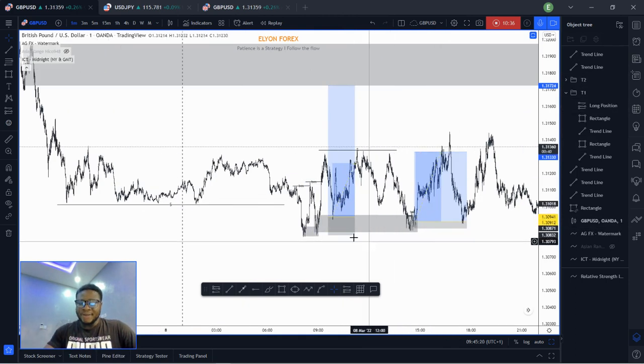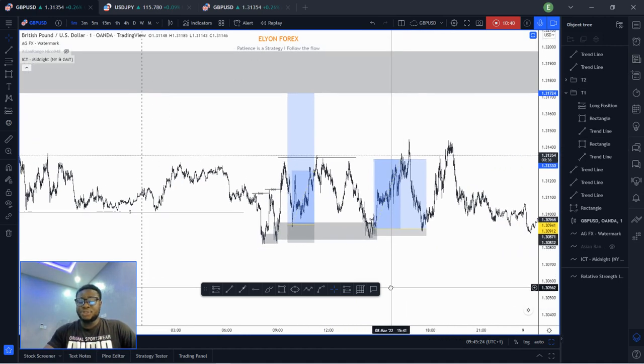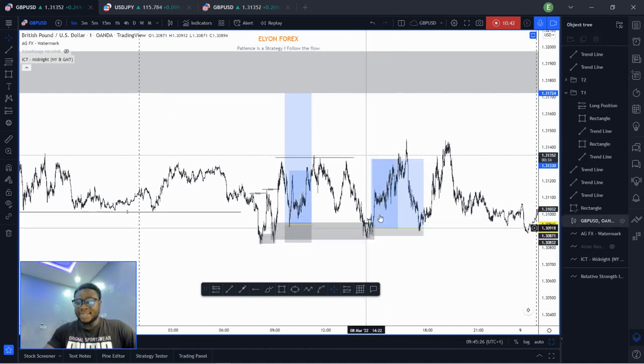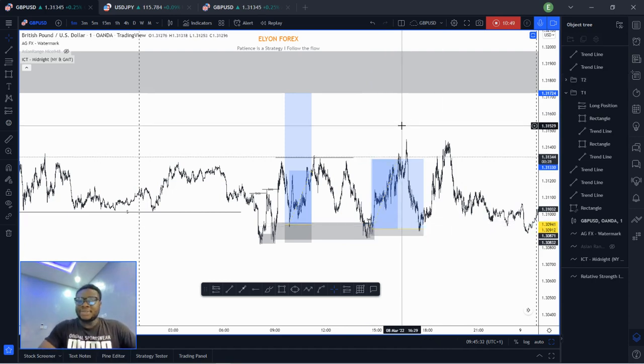So even though my first trade got stopped out at break even, I did not allow that to deter me, as I was still able to get a buy trade during the New York session. So guys, that was how I was able to capitalize on the counter trend trade, getting a 1 to 10 R yesterday on GBP USD.